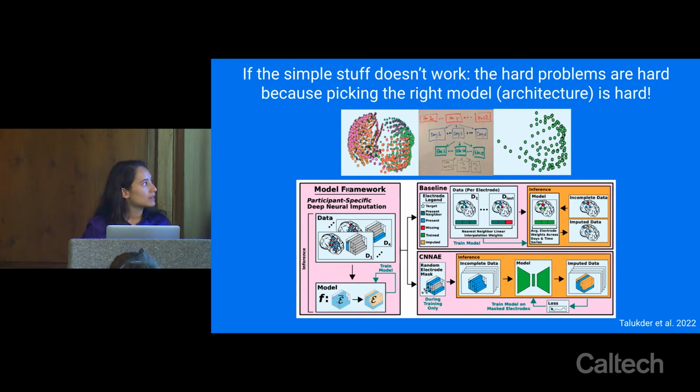To give you an idea, you can create this model framework where you have your data. Here it's the electrodes on the brain. You can create this data tensor of electrodes by days by time. In this participant-specific case, you can fit a model that takes in this partial data and imputes or fills in the missing data, and that's how you train it to do this task.